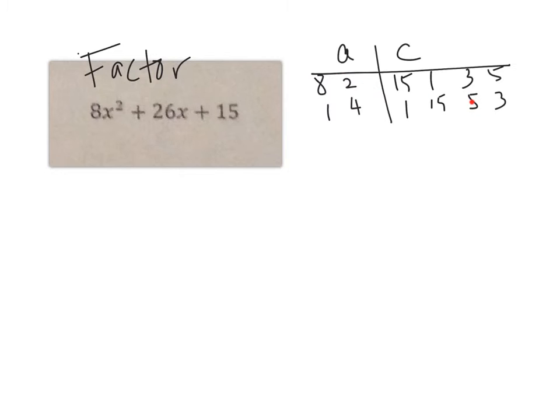8 times 5, 40 with a 3, also too big. 8 times 3 is 24 and 5. 24 and 5 is never going to give me 26. Oh, it looks like I'm not going to have any of these. 8, 24, and 5. Okay, so then we're going to check off the second one. So we're done with this one, and we're going to try the 2 columns. So 2 times 1 and 4 times 15.